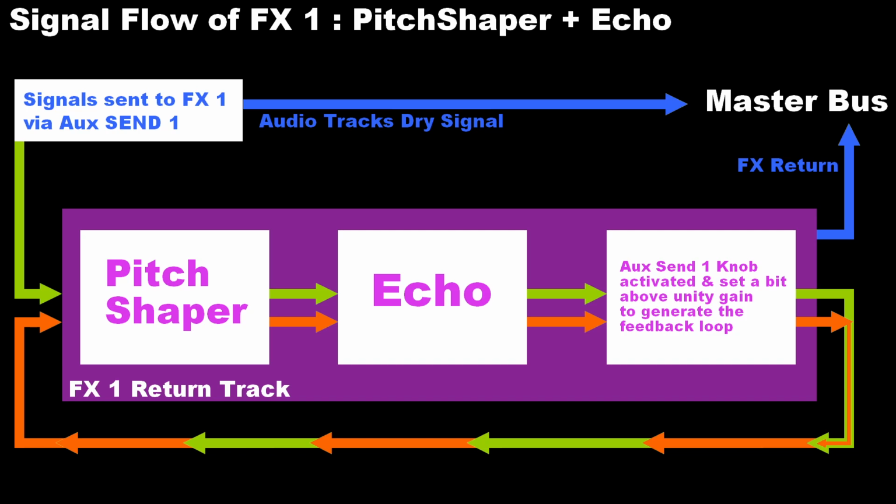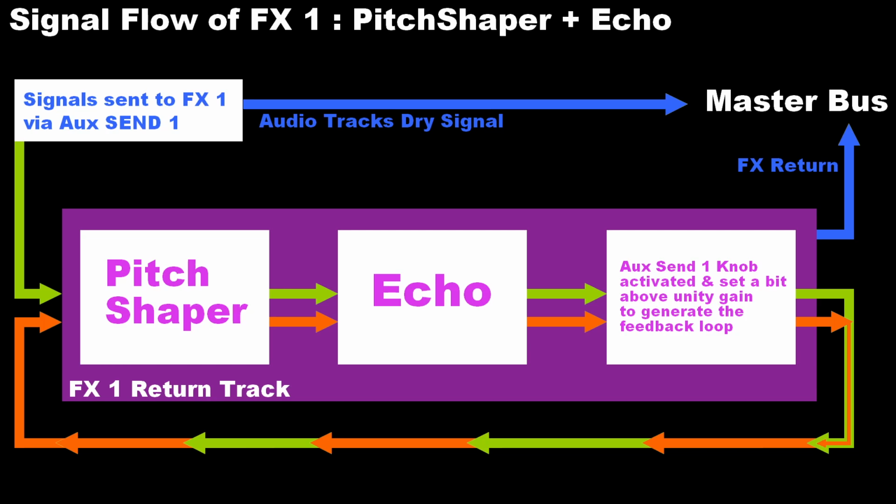So here is an explanation of the signal flow. You get the signal sent to effect 1 from any track, and this going to this PitchShaper. This PitchShaper is going to the echo, and this echo is feedbacked by the auxiliary send A. And below you see the circuit of the feedback, and above you see the signal entering the chain and the effects return going to the master bus and the dry signal of the audio track going to the master bus.